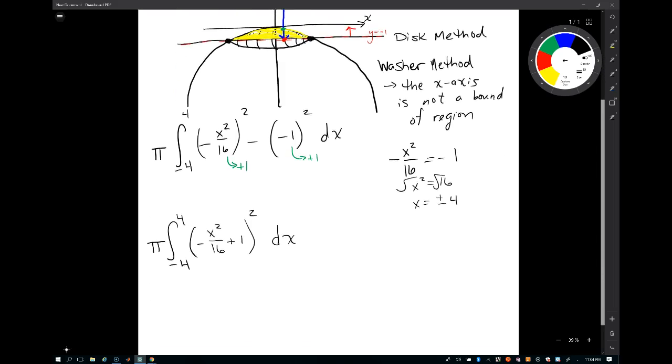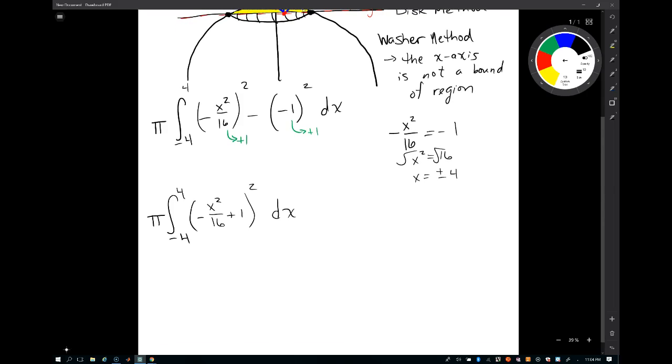If you're going to do this by hand, we're going to have to write that expression in the parentheses twice and FOIL it out. And that's what the squared means. So we've got -x² over 16 plus 1 times -x² over 16 plus 1. And we're going to FOIL it. For the very first one, negative times a negative is a positive. x² times x² is going to be x to the 4th, and then 16 times 16 is going to be 256.